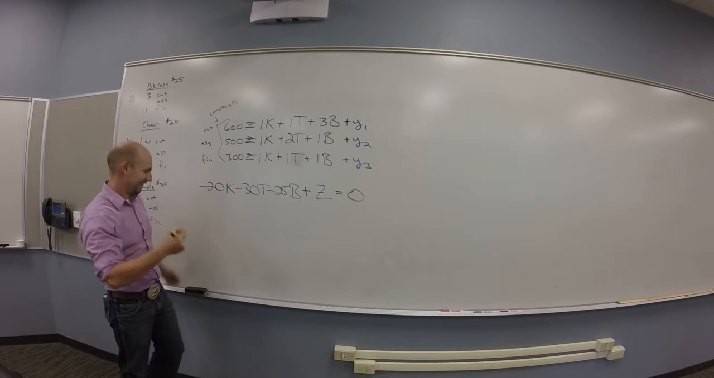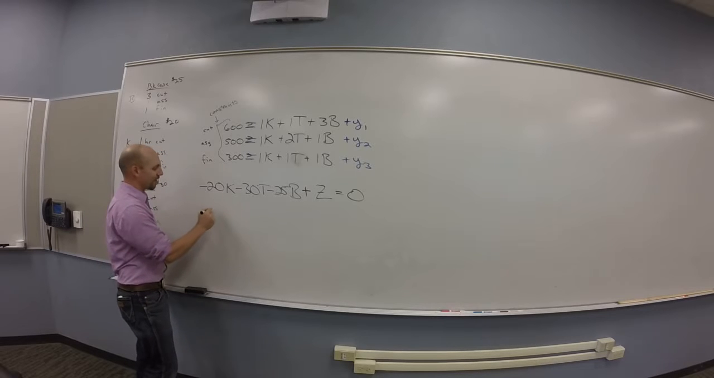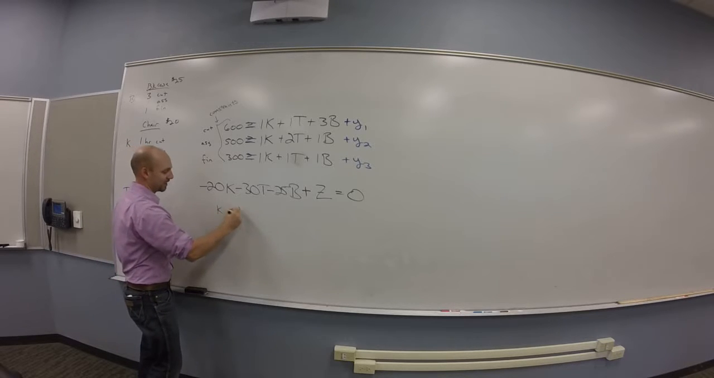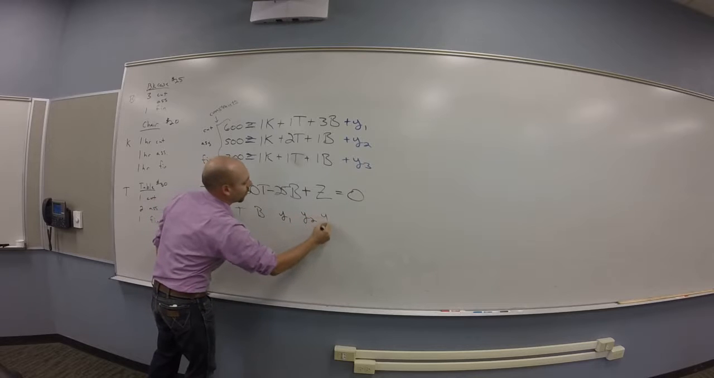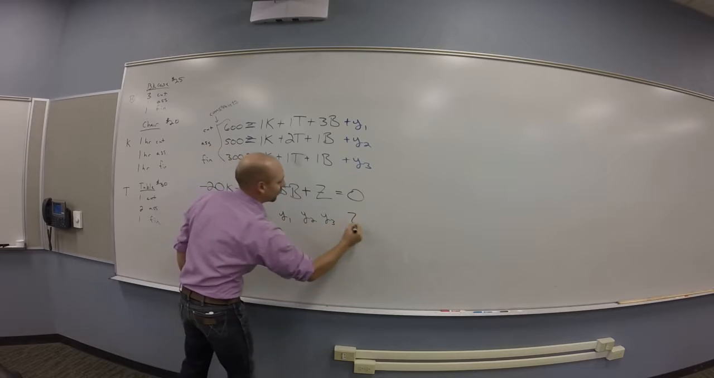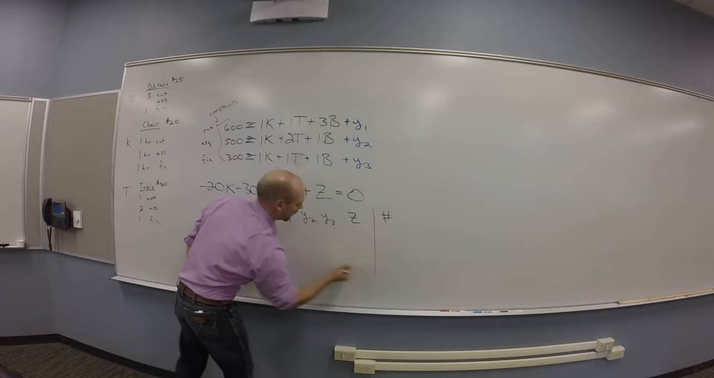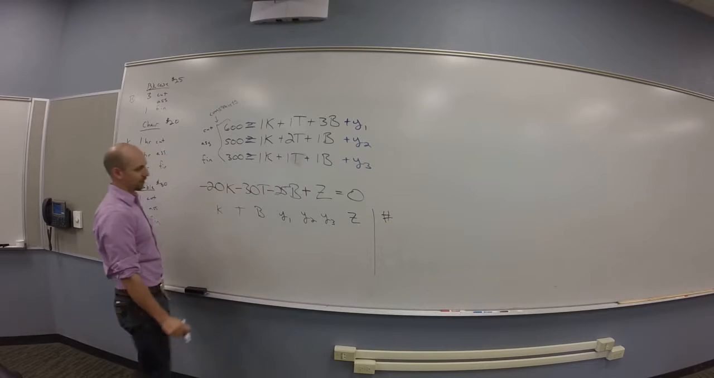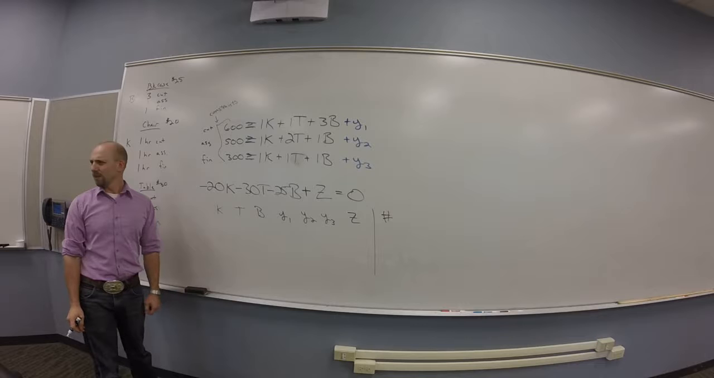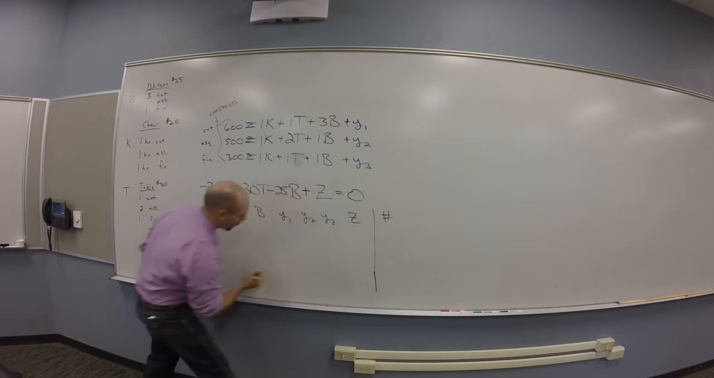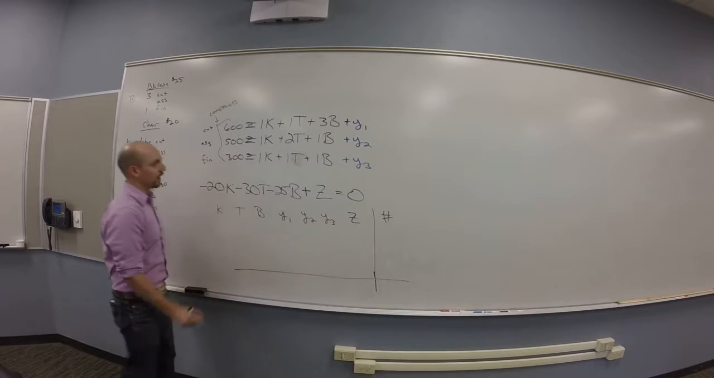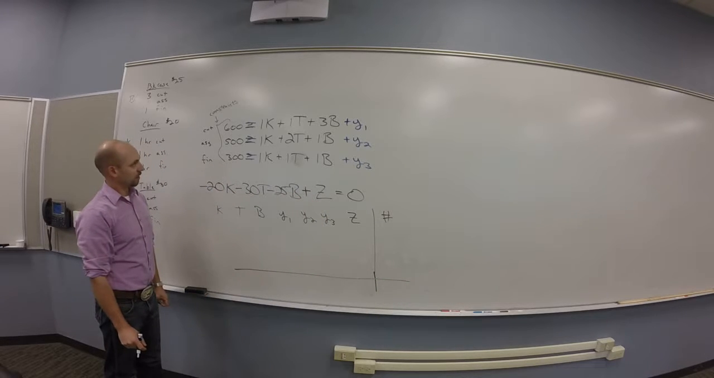Just do it. Okay, so the columns in your table should be C, T, B, Y1, Y2, Y3, Z and then numbers. How many rows do I expect to have here? Four. One for each of the constraints, and then one for the objective. Okay. You guys want to hit me with what we got here? What do we got?